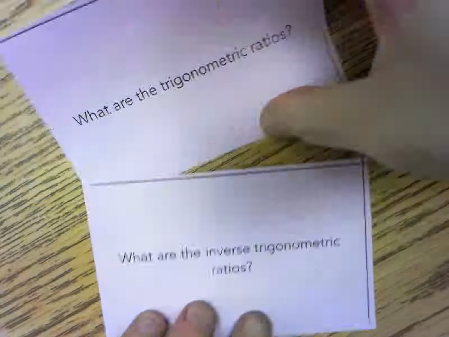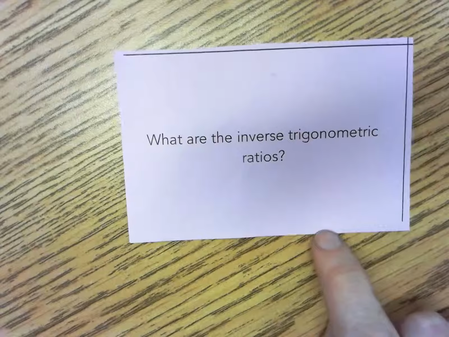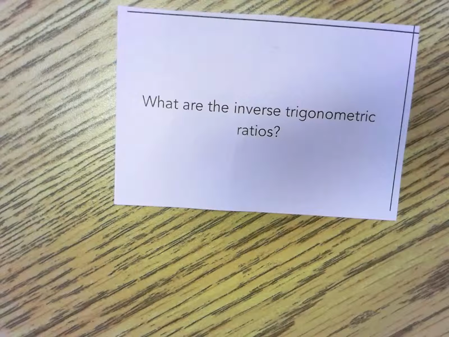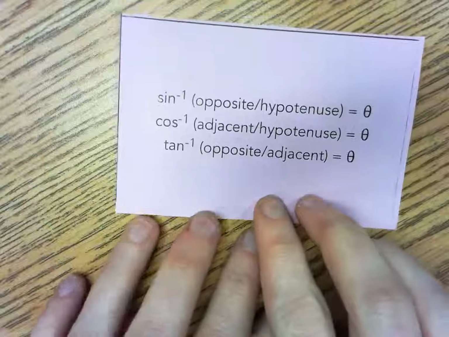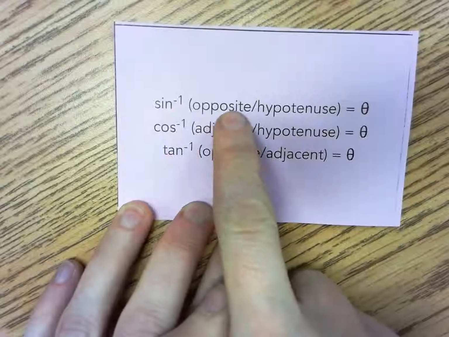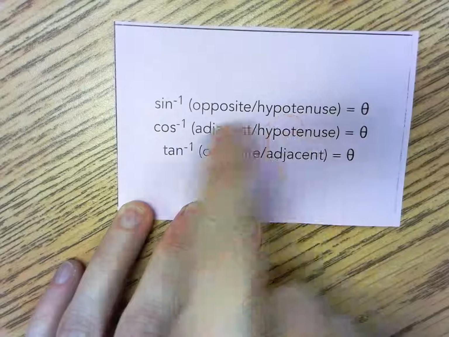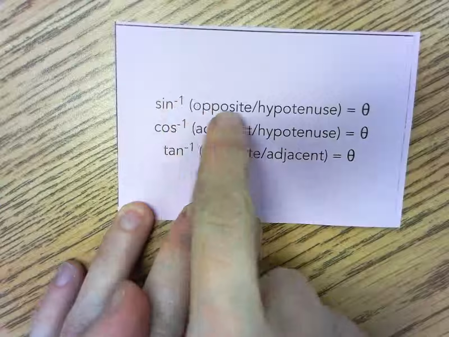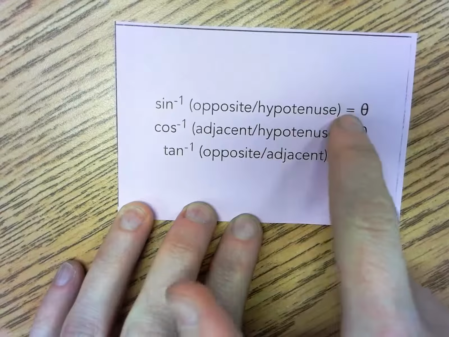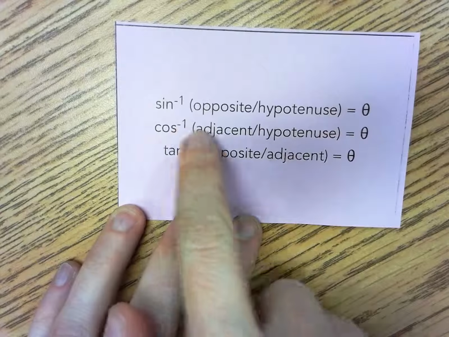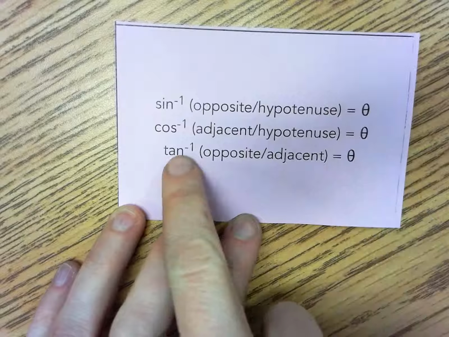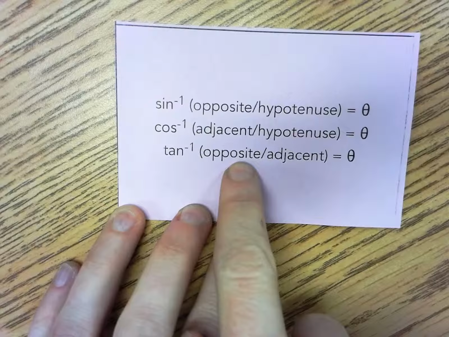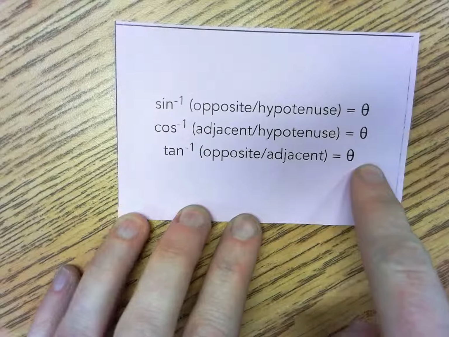All right, find this card in your stack. What are the inverse trigonometric ratios? We're going to do the same thing here. So on the back side, this is what I want to hear. Inverse of sine, parentheses, opposite over hypotenuse equals theta. Cosine inverse, parentheses, adjacent over hypotenuse equals theta. And inverse tan, parentheses, opposite over adjacent equals theta. Don't forget any part of that.